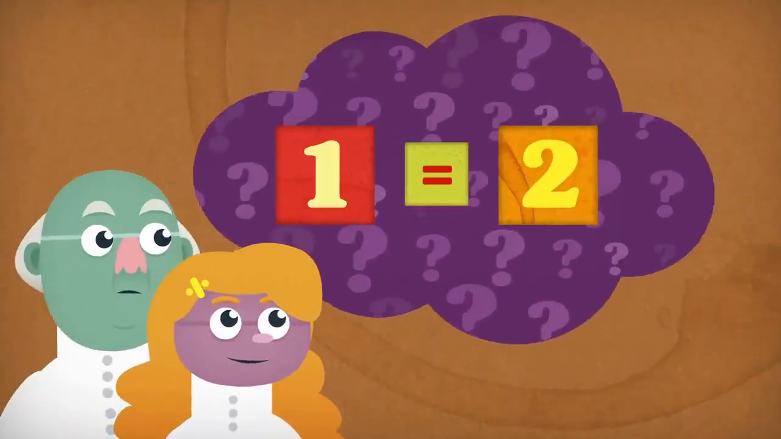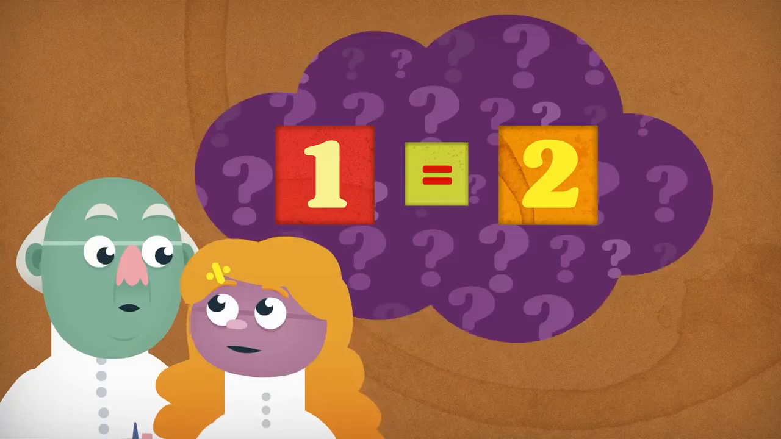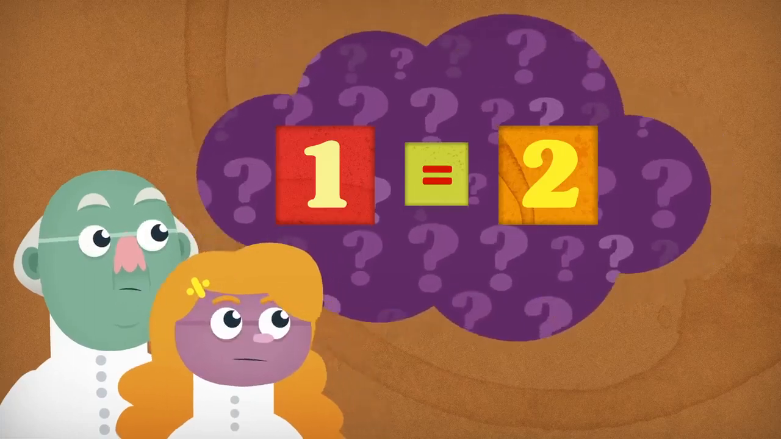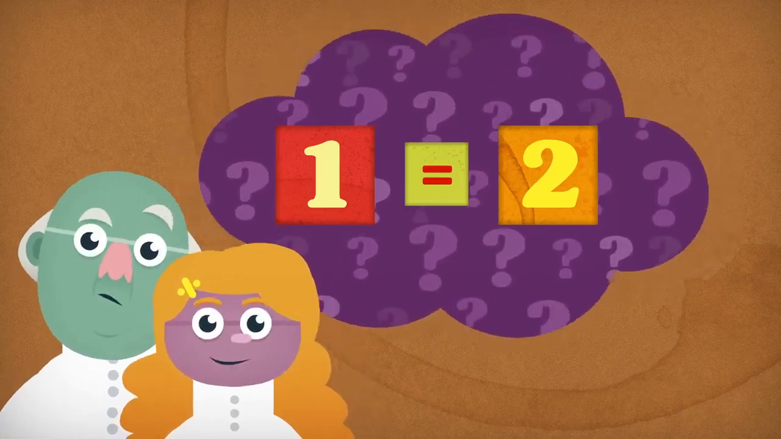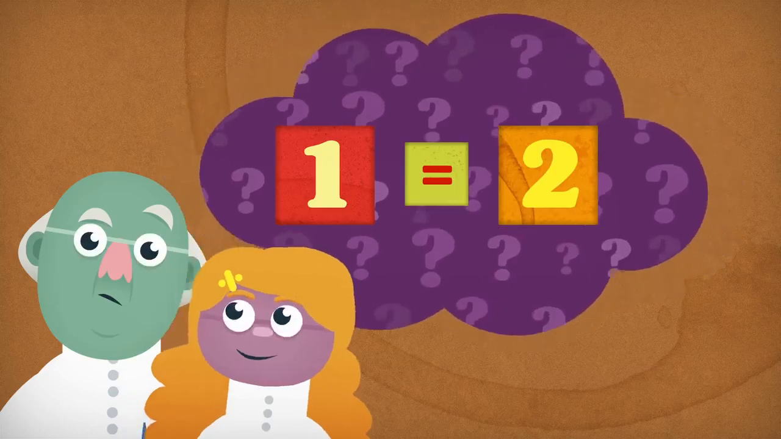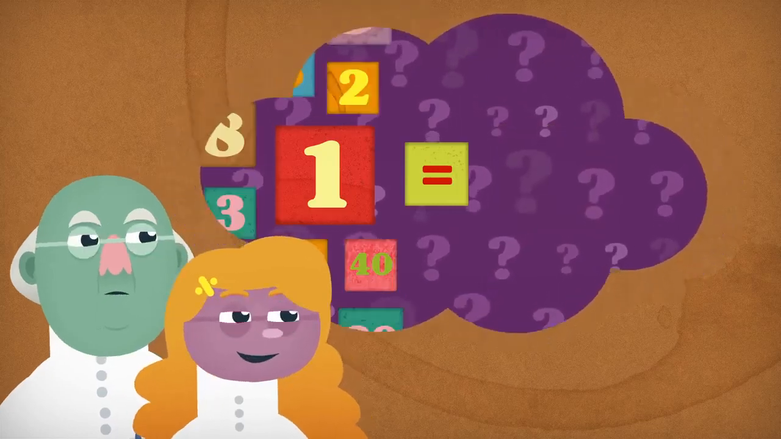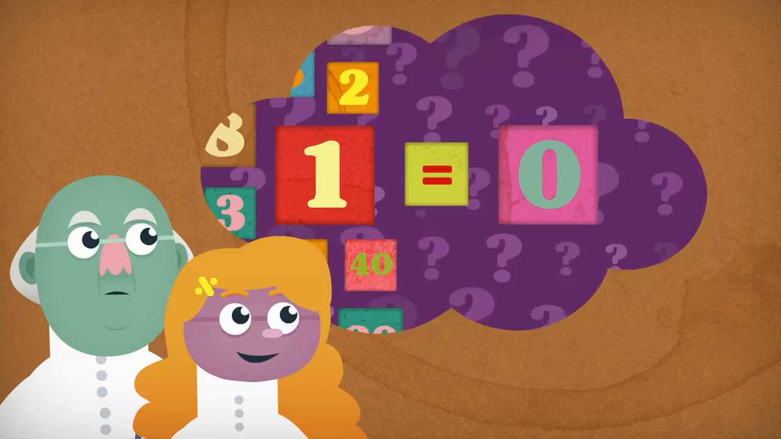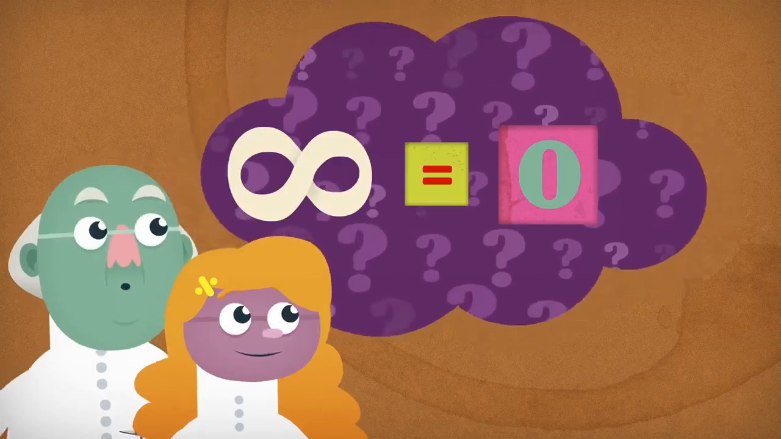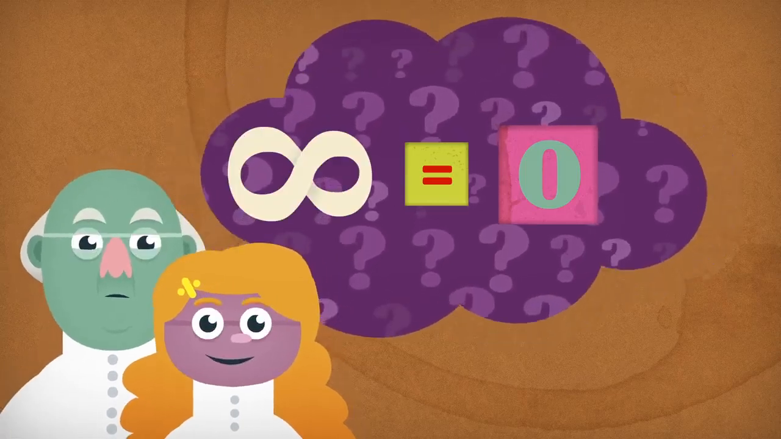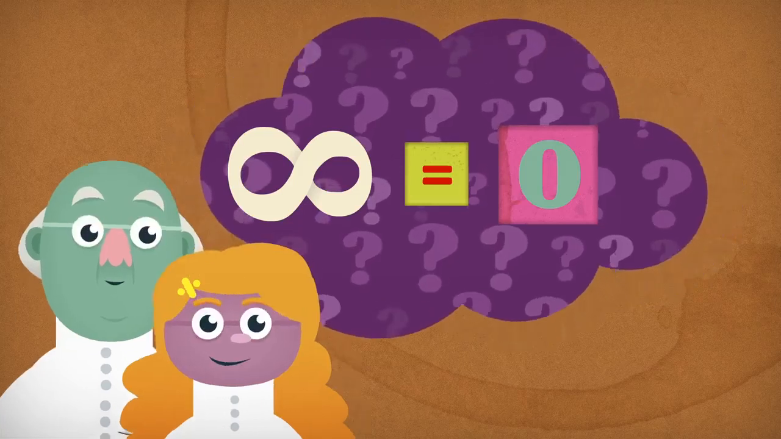Oddly enough, that's not necessarily wrong. It's just not true in our normal world of numbers. There's still a way it could be mathematically valid if 1, 2, and every other number were equal to 0. But having infinity equal to 0 is ultimately not all that useful to mathematicians, or anyone else.